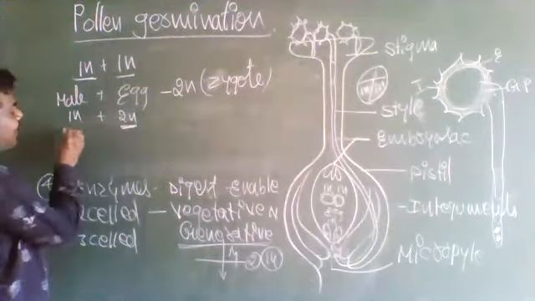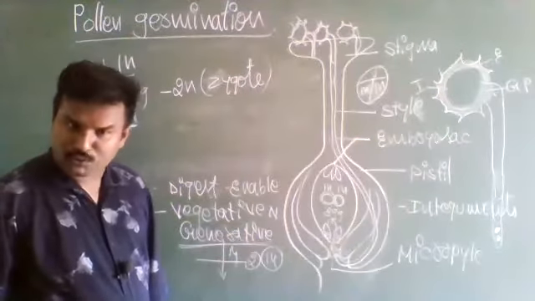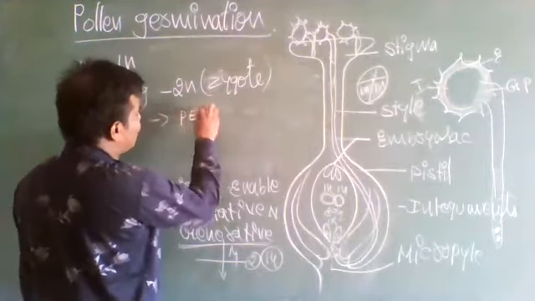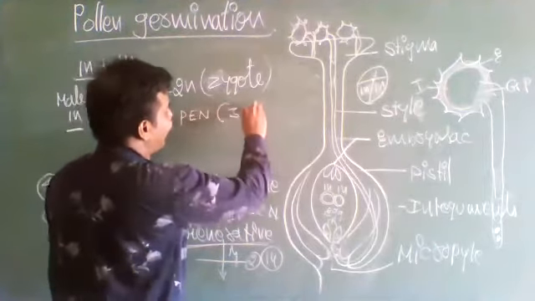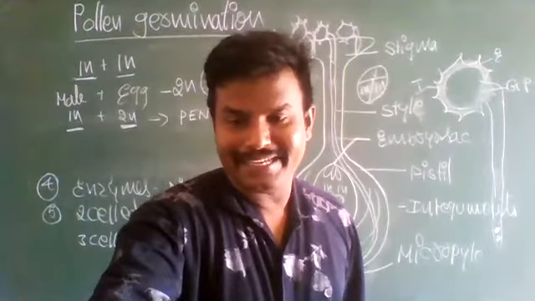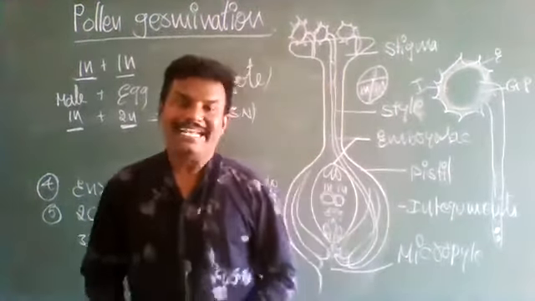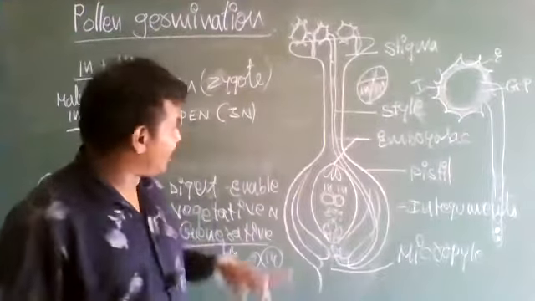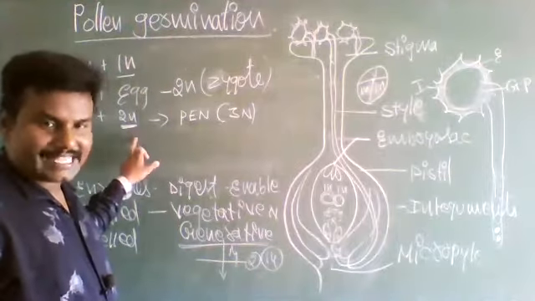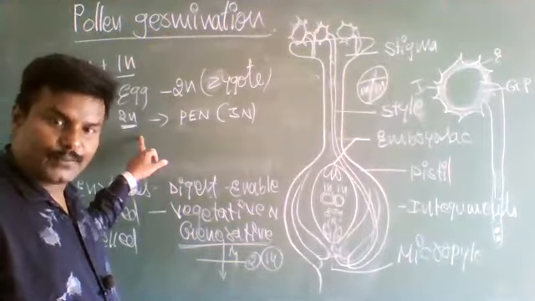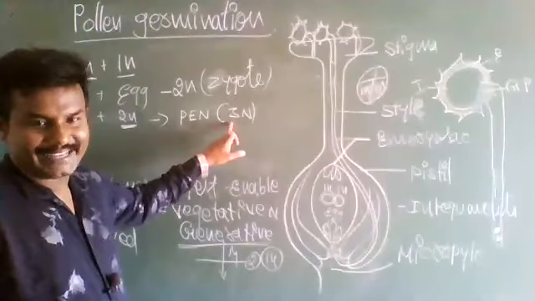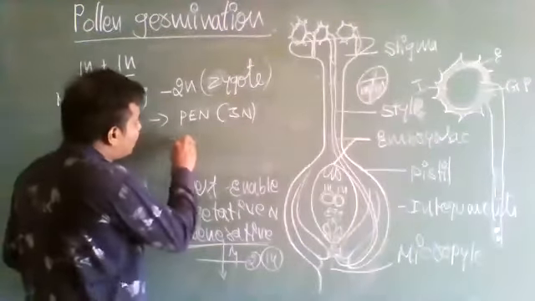So the secondary nucleus and the haploid one more male gamete, both are fused together and form the primary endosperm nucleus. It is triploid. Triploid means what? Three haploid nuclei. See, one male gamete and the secondary nucleus, these are originally haploid. When these unite, it becomes triploid. It is called triple fusion.